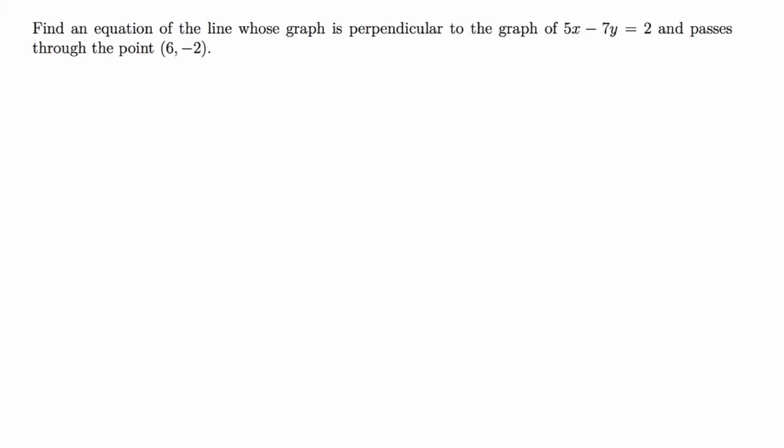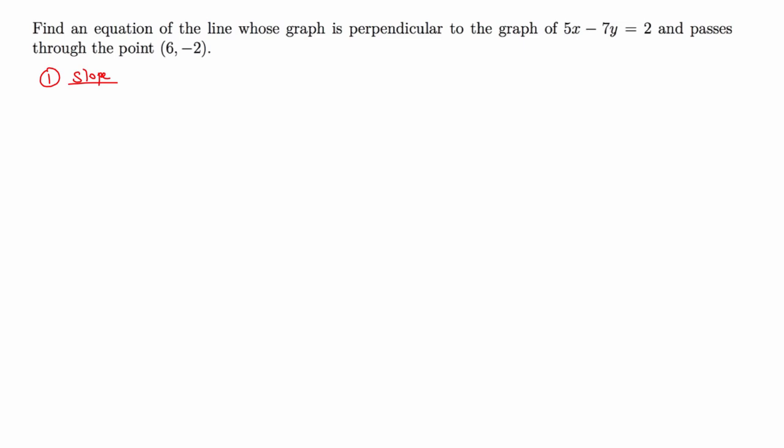We want to find an equation of the line whose graph is perpendicular to the graph of 5x minus 7y equals 2 and passes through the point (6, -2). The first step in finding the equation of any line is to find the slope.